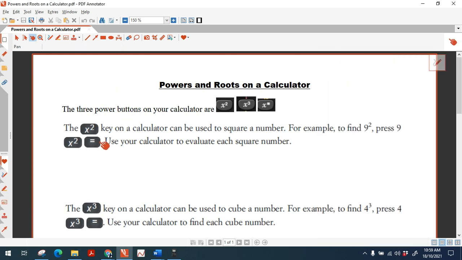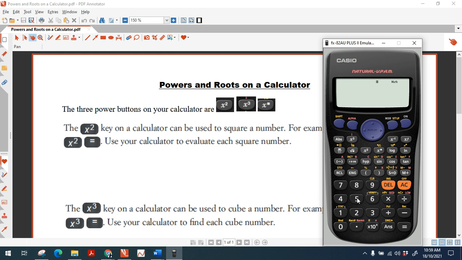All right, so what have we got here? The x squared key on a calculator can be used to square a number. So for example, to find 9 squared, press 9, then the x squared button, then equals. So let's do that now. So I'm going to press 9, and then the x squared button, then equals.